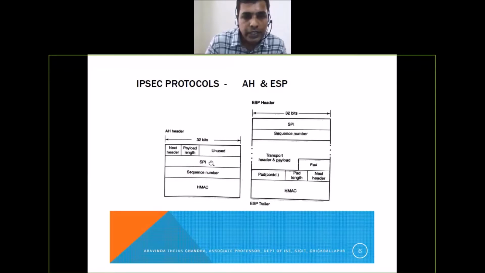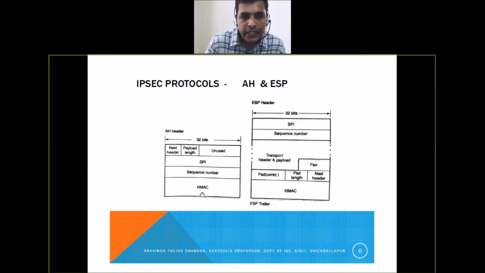Then the 32-bit field is the SPI, security parameter index, which is a unique identifier for identifying a security association. Then the sequence number is used to prevent replay attacks, which is a 32-bit number.